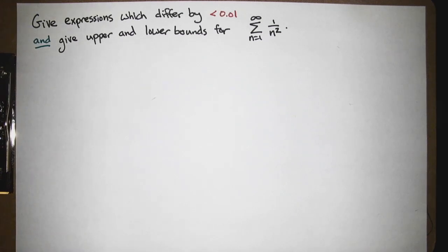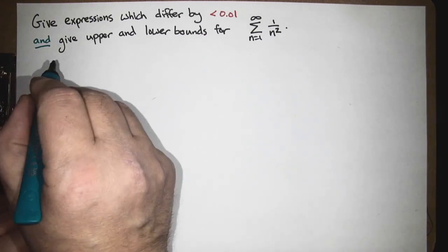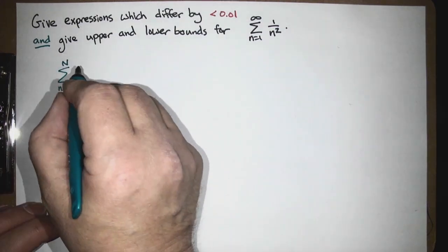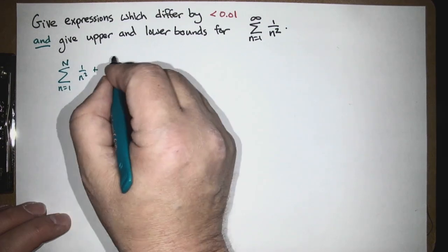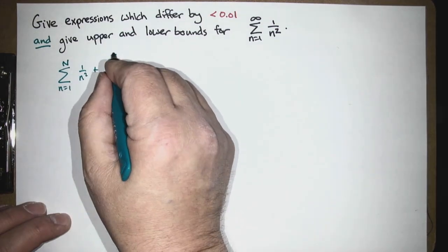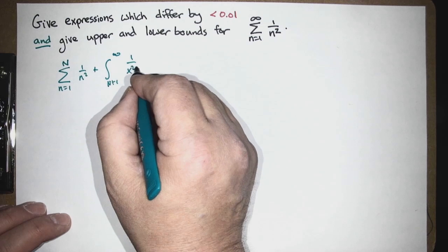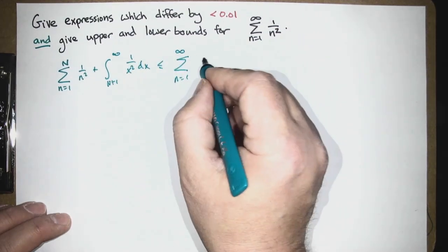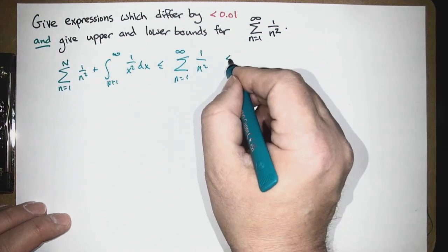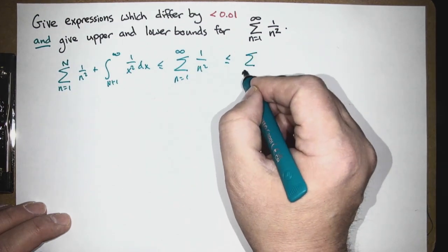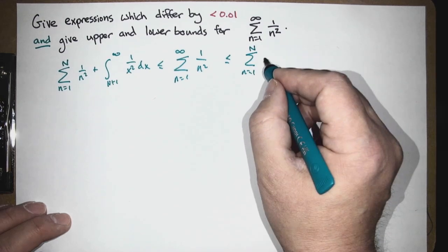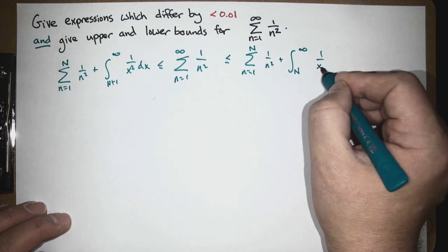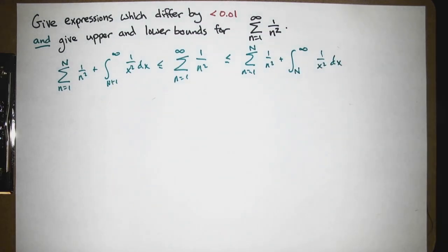So this is a lot to digest, but here's the idea. We're going to sum n equals 1 to capital N of 1 over n squared plus the integral from N plus 1 to infinity of 1 over x squared dx. That's less than or equal to the sum, n equals 1 to infinity, of 1 over n squared. And that's less than or equal to the sum, n equals 1 to capital N, of 1 over n squared, plus the integral from N to infinity of 1 over x squared dx. So I'm just copying from the previous slide.